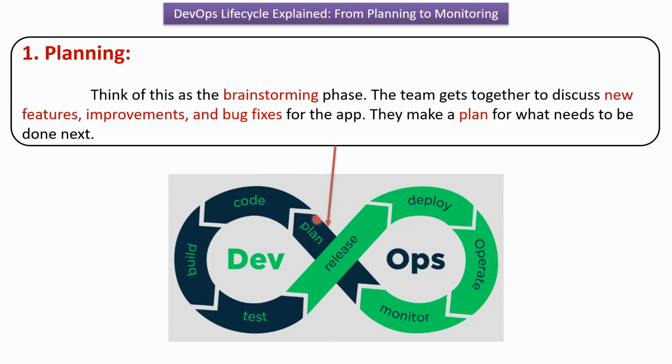Step 1 is planning. We can think of this as a brainstorming phase. The teams get together to discuss new features, improvements, and bug fixes for the app. They make a plan for what needs to be done next.